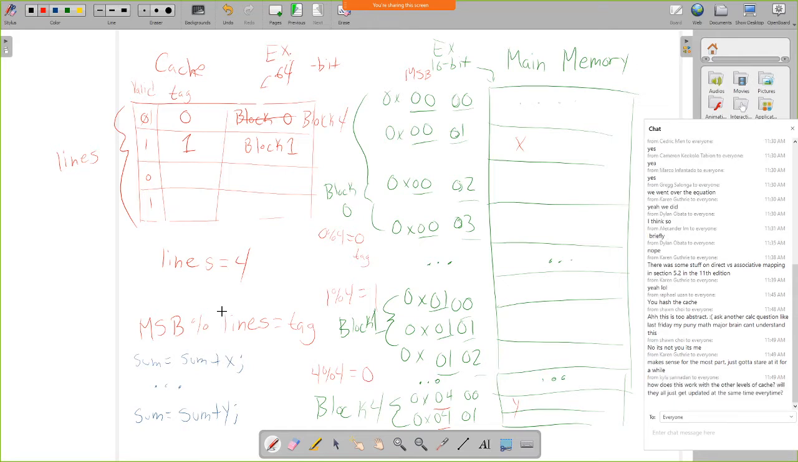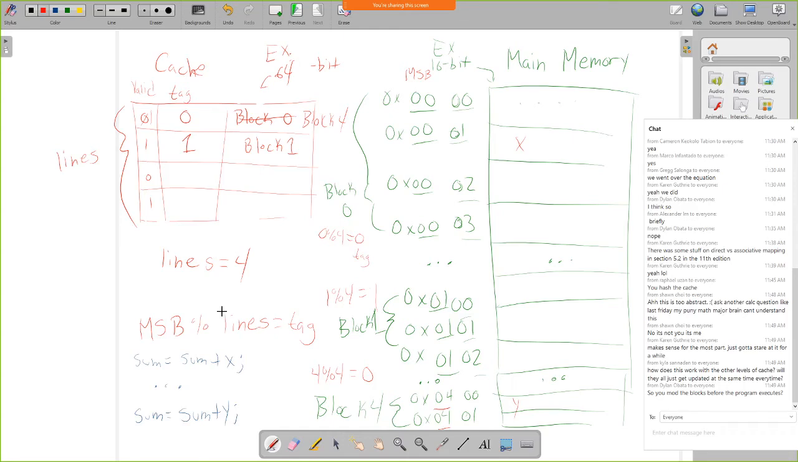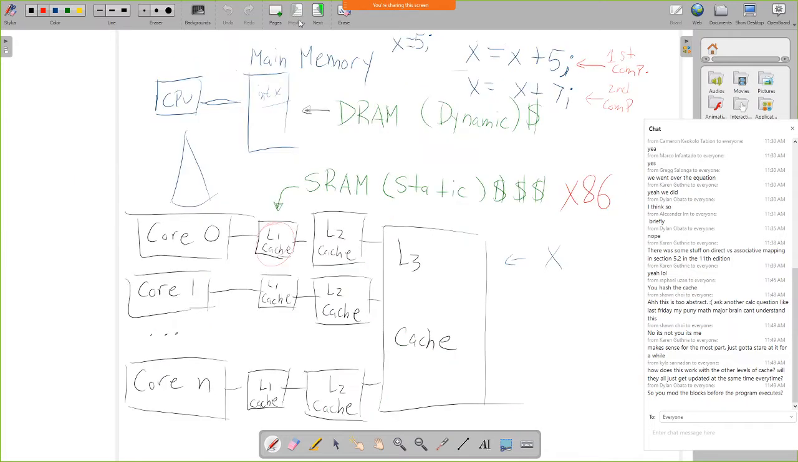How does this work with the other levels of the cache? Will they all get updated at the same time every time? So similar to what I was saying earlier, whenever you update a variable or fetch a variable from main memory, it will update all the levels of cache on the way to the actual place that it's trying to get.